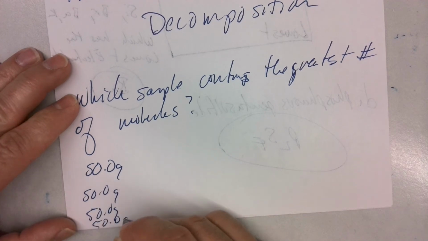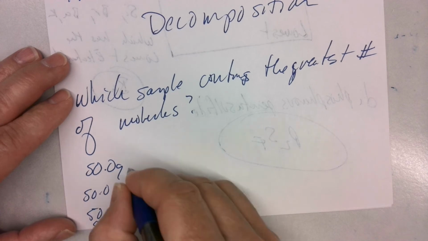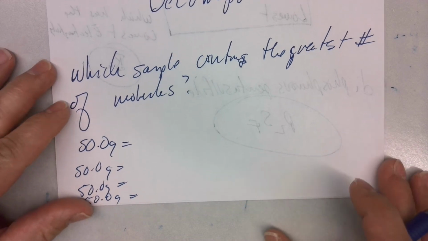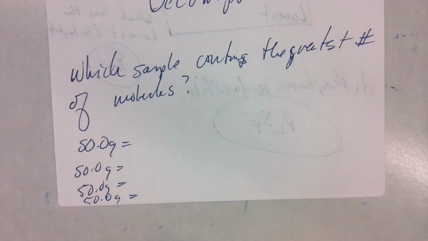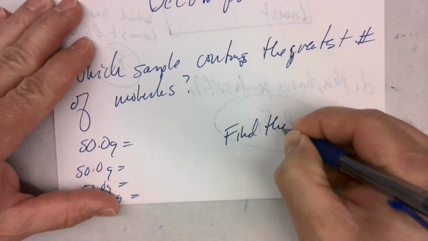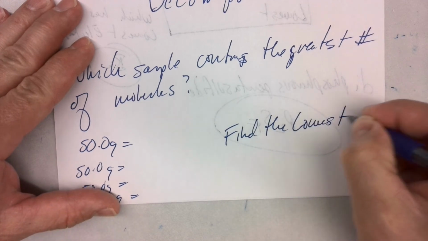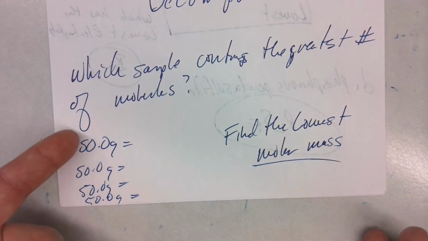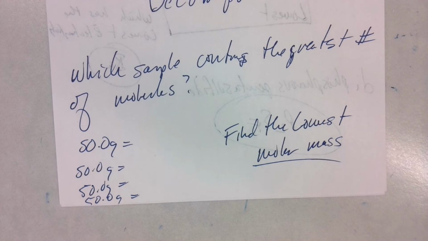Anybody know the easiest way to do this problem without doing the whole thing? If they all have the same mass, how am I going to tell which one has the greatest number of molecules? The one with the lowest molar mass. Yep. Find the lowest molar mass. Because if it's got a very small molar mass in 50 grams, I'm going to have a whole bunch of them, correct?